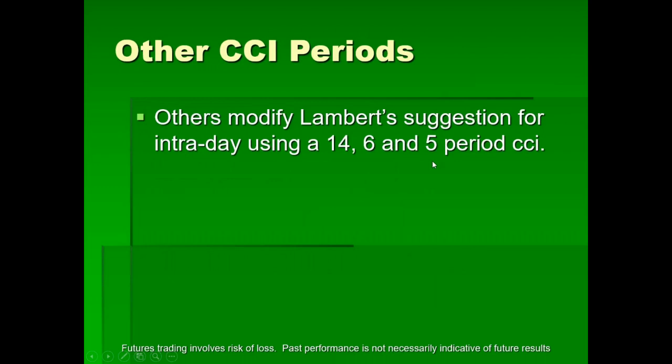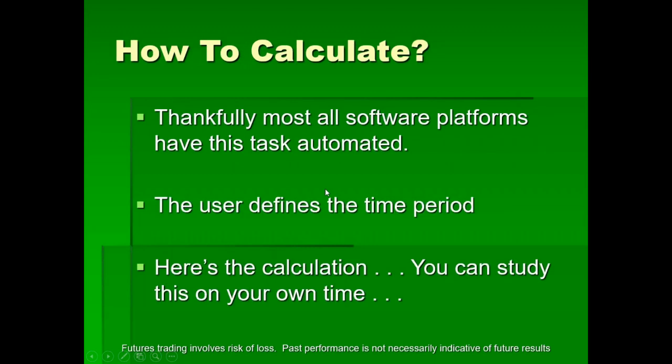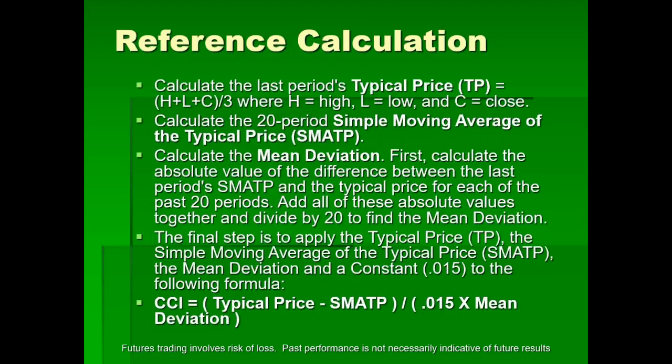I've seen 30. A lot of times, if you want to make a name for yourself, you just pick a different number, right? I've seen all kinds of numbers on the CCI. You've got to figure out what speaks to you. So I'm going to tell you, in my work, I've done a lot with the 14. Thankfully, all the software platforms have this totally automated, and it's a free oscillator on your platform. All you have to do is define the period.